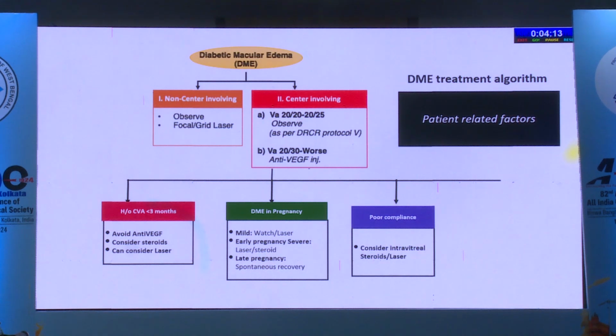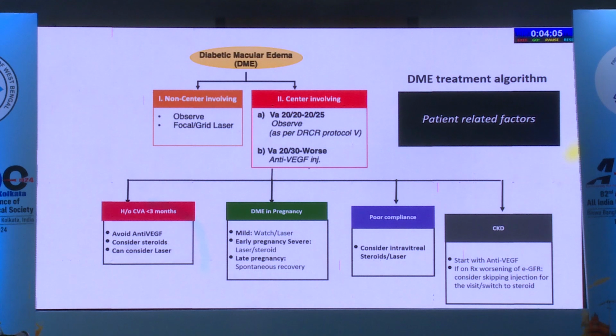So poor compliance, again, these are the cases you can think of giving a little longer acting newer anti-VEGFs or probably steroid. If a person has chronic kidney disease, many times we do have these patients, you start with anti-VEGF and during treatment do monitor how his eGFR is. If it is worsening, you can give a break and then continue again.